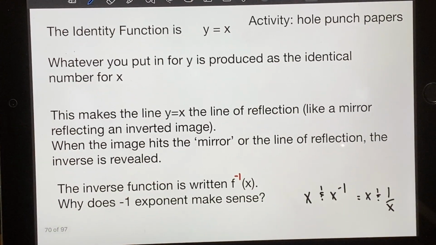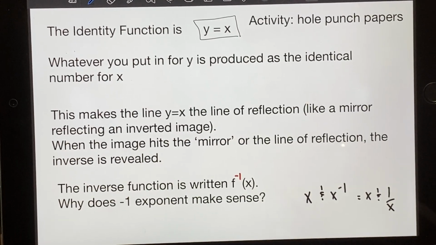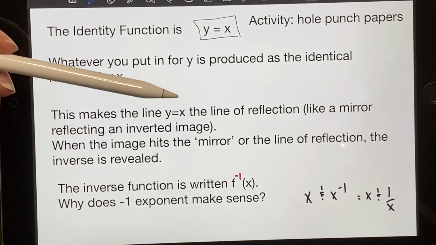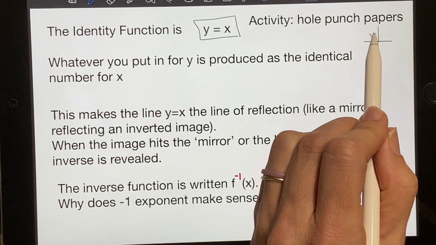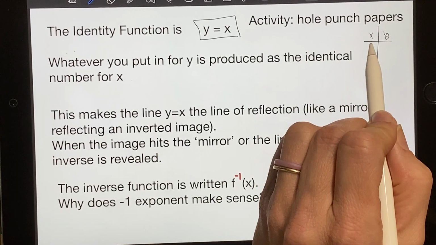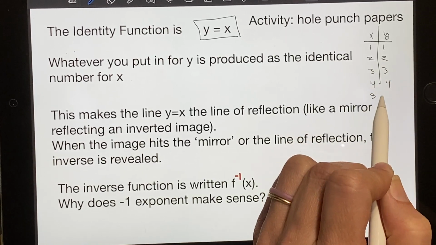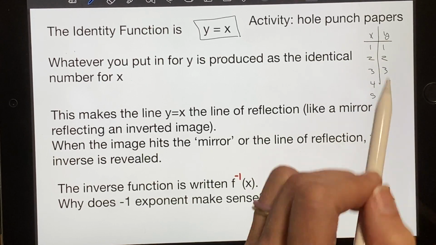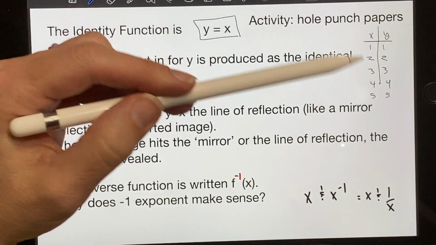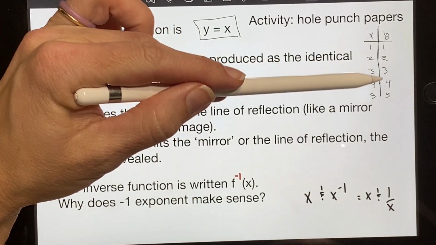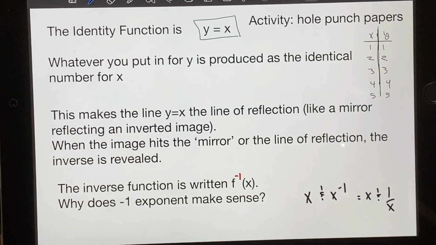And we find that in the line of y equals x, whatever I put in for x, I'm going to get out for y. So if I were to have a chart, I would have the same thing on both sides all the way down for infinity. And if I fold them in half, they're going to meet and match, because here's my mirror. My mirror is right in the middle. So what I place on one side is reflected on the other side.